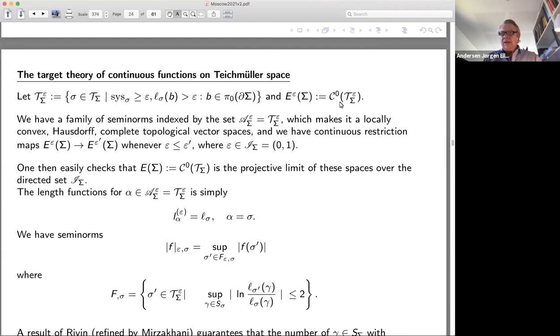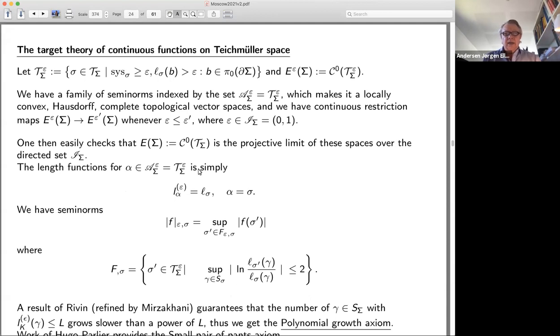And since these are sort of an exhaustion of Teichmuller space, I will get these restriction maps from continuous functions on a larger one to a smaller one. And of course, it's clear that the projective limit of all of this is all of the continuous functions on Teichmuller space. So this is kind of a technical gadget I need in order to make this all work.